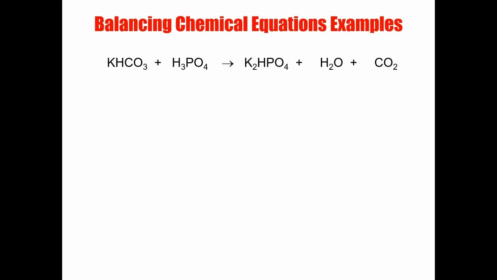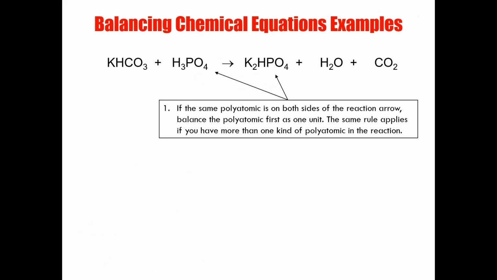For my first example, I have a reaction with 2 different types of polyatomic ions. I have a carbonate ion here, I have a phosphate ion here, and I have another phosphate ion here in my product. Now, you can see that I have phosphates on both sides of my reaction arrow. And so let's refer to rule number 1.